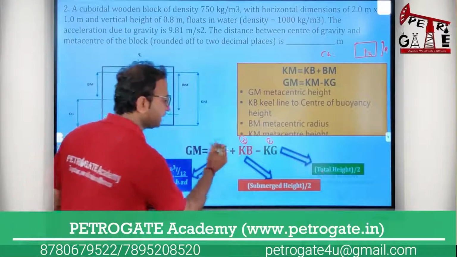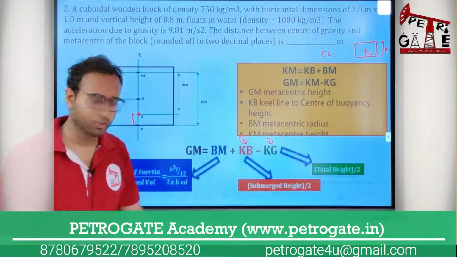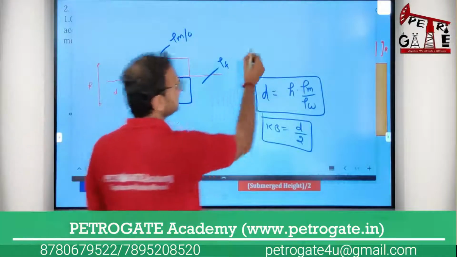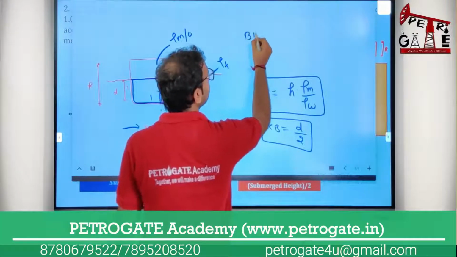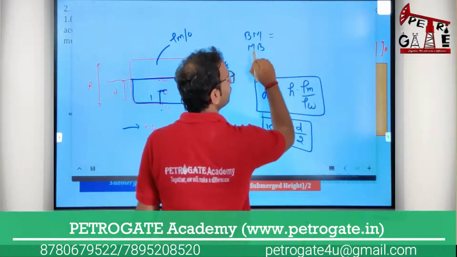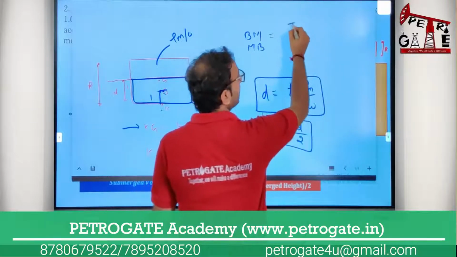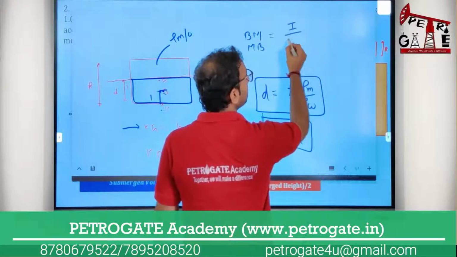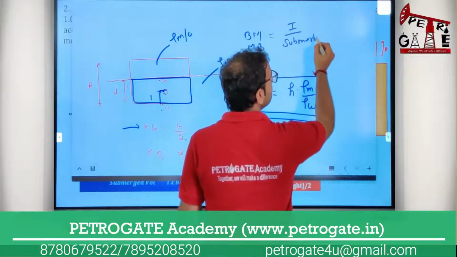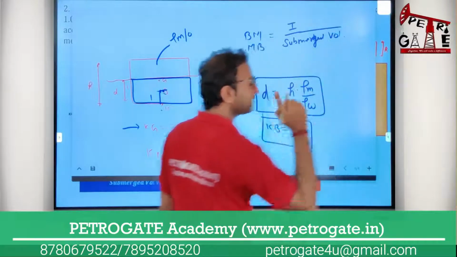Sir, how to calculate BM, tell this too, then we will calculate KG, no problem. Sir, what does the BM calculation mean? BM, I am writing here, or I will also say MB, no problem. So BM means your moment of inertia upon your submerged volume. Listen to me carefully, submerged volume, not total volume. I am talking about submerged volume.